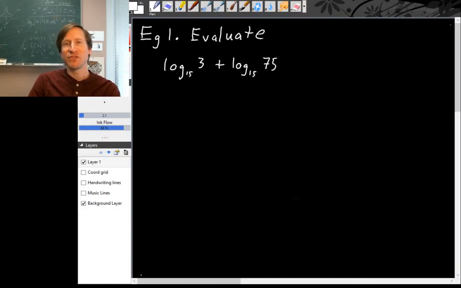Here are a few examples of using the product rule and quotient rule for logarithms. So let's start out by evaluating log base 15 of 3 plus log base 15 of 75.